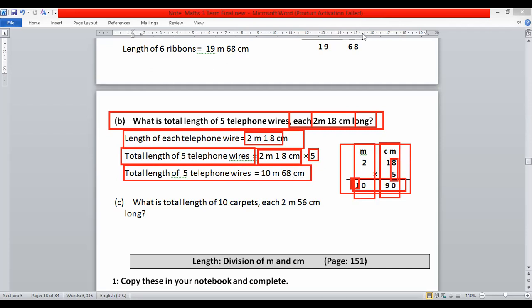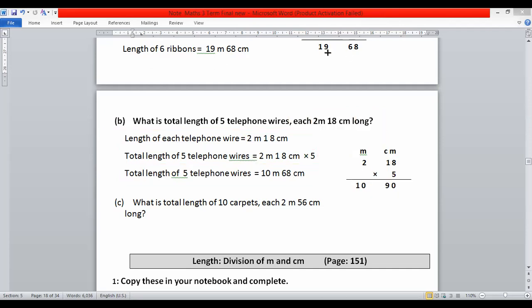This is a typing mistake. So here you have to write 10 meter 90 centimeter. Dear students, in this way you will solve part C.